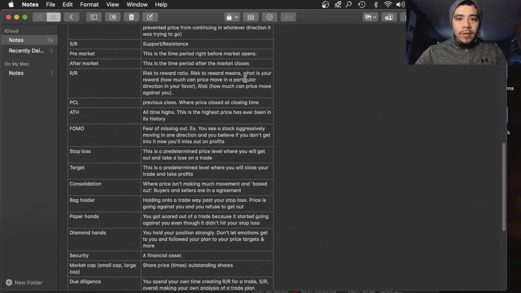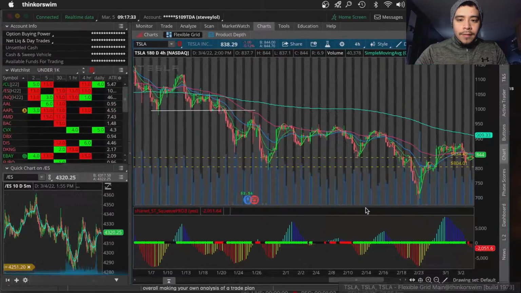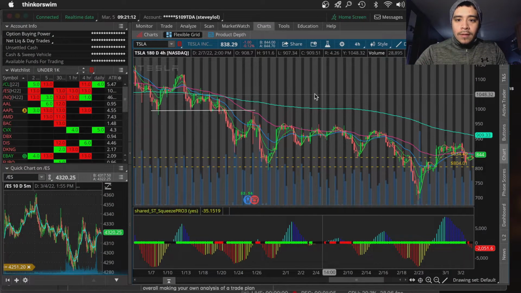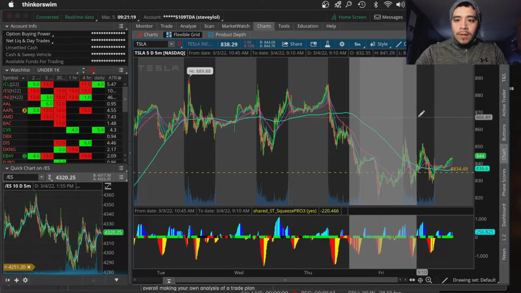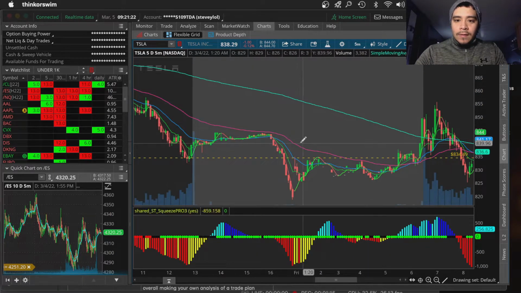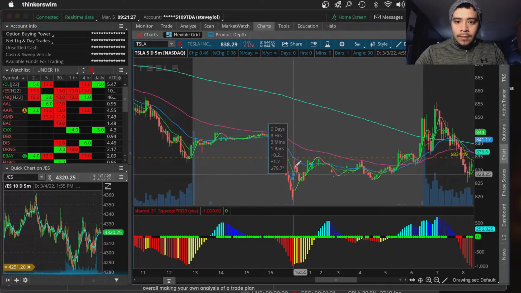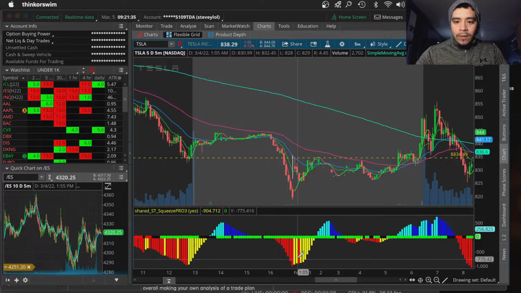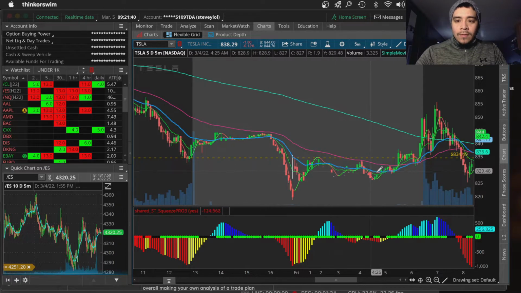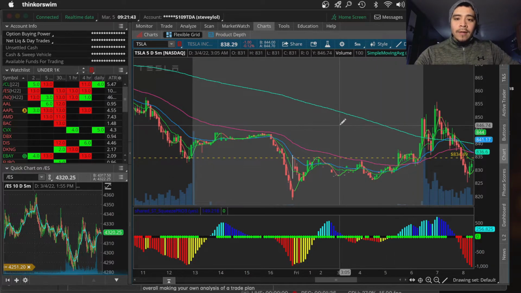Pre-market, so this is the time period right before the market opens. Pre-market is essentially this gray area that's not black. So this is what we essentially call pre-market. It's right here. That's not a good way to divide it. But anything after it, you'll see like 1 a.m., 1 a.m. pre-market opens, and that's when price is moving right here. So that's why it's grayed out.